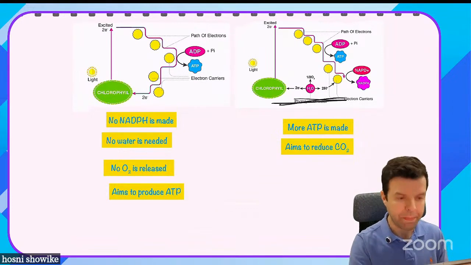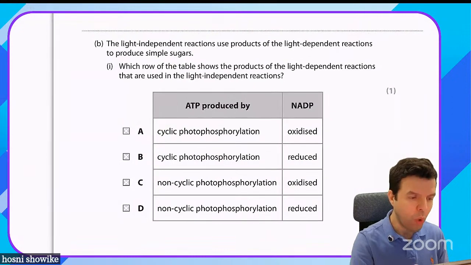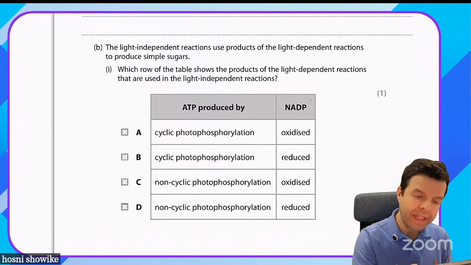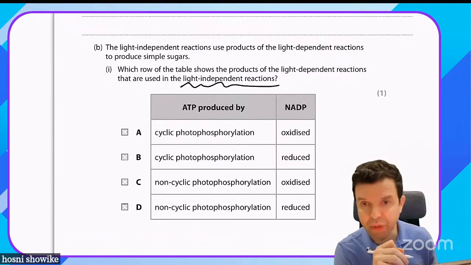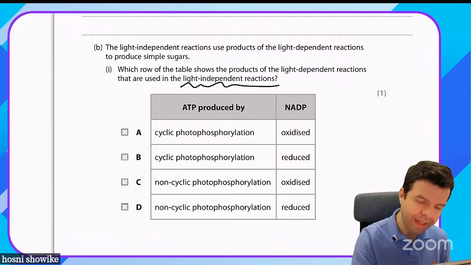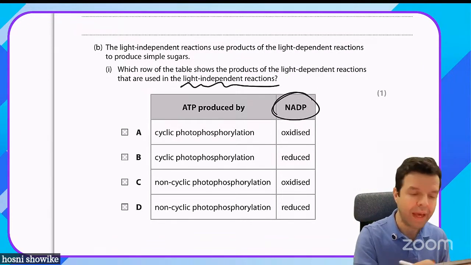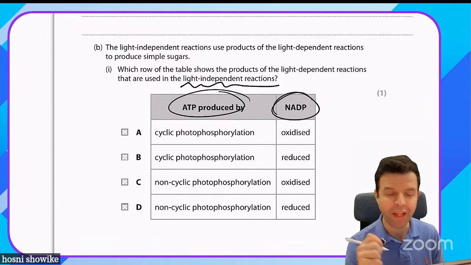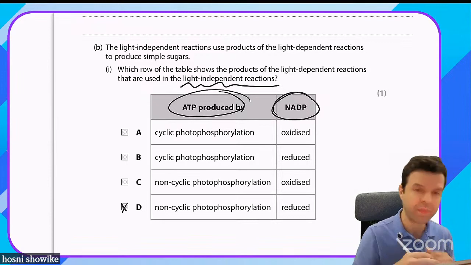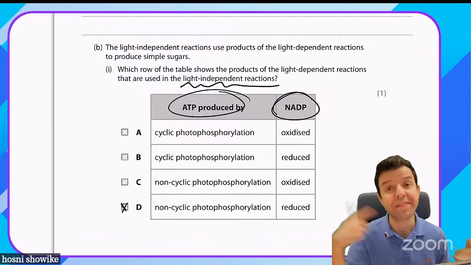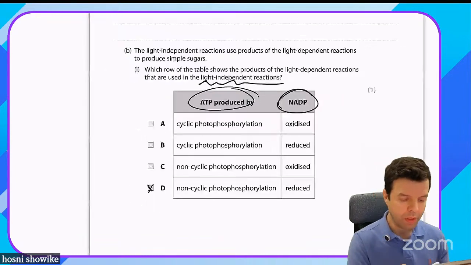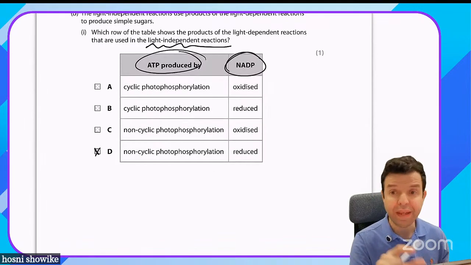Now, going back to my question, what am I supposed to pick? I need NADP and I want to take them to the light independent reactions. Therefore, I need to pick reduced NADP and I need ATP. I need both products of the light dependent reactions. I can't choose cyclic because it doesn't make reduced NADP. Okay? Does that make sense?